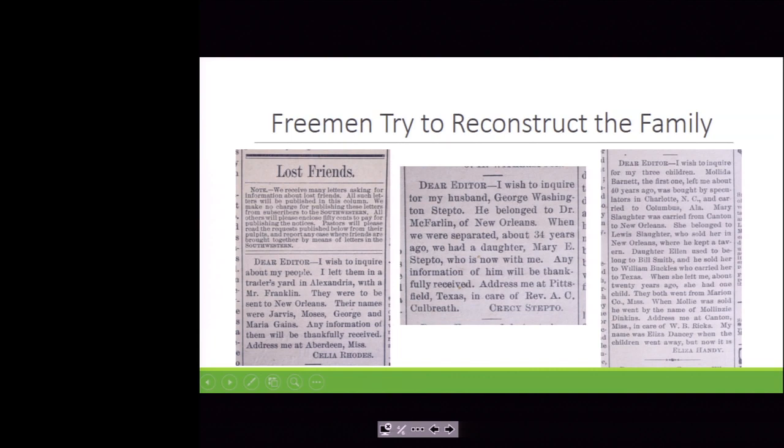What kind of information does Mrs. Cecilia Rhodes offer to help people help her find her family? Okay, yeah, first, where did she leave them? A trader's yard. What is that? A slave auction. That was the last time she saw her children, was when they were being auctioned off. In Alexandria, with a Mr. Franklin, and they were going to New Orleans. So she knows at least the last name of the person who bought them. She knows where they were headed. She gives their names.